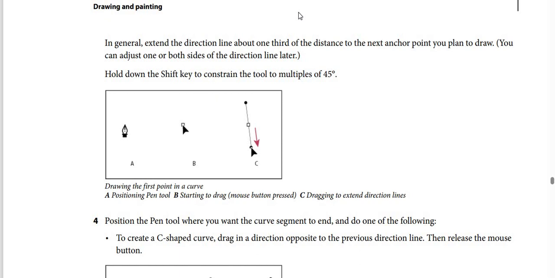This image, by the way, explains drawing the first point in a curve. A means positioning the pen tool, B means starting to drag with the mouse button pressed, and C means dragging to extend direction lines.